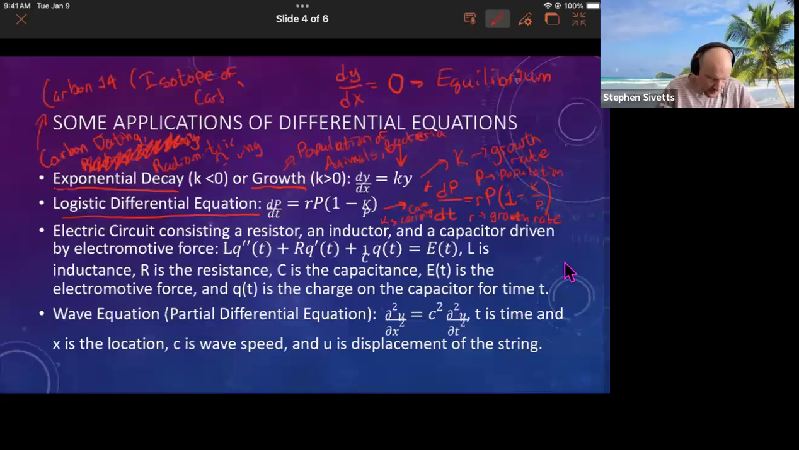Okay. It is also used in looking at the force of an electric circuit, right? Q of T is the charge of the capacitor in a circuit. L is the inductance, R is the resistance, and then C is the capacitance of the circuit. And then E of T is just some random electromotive force, right?